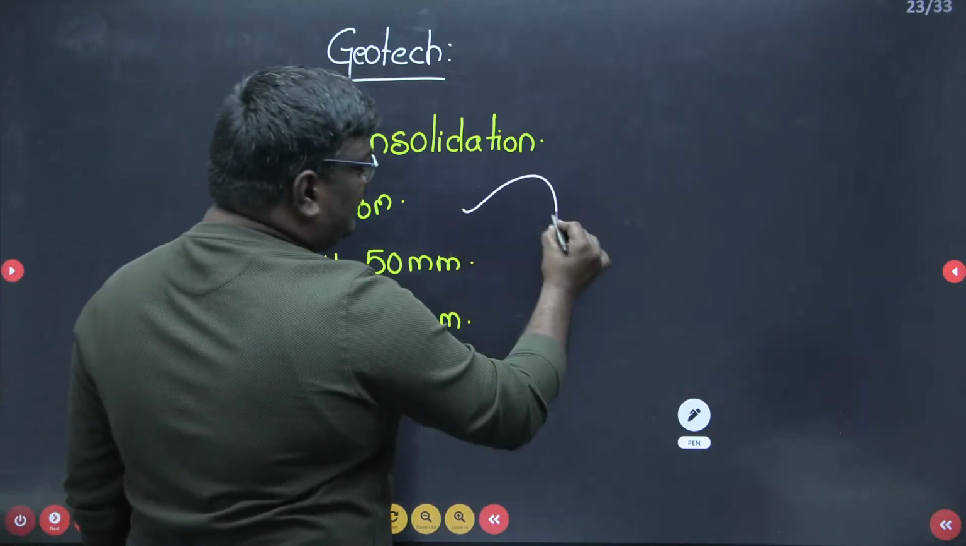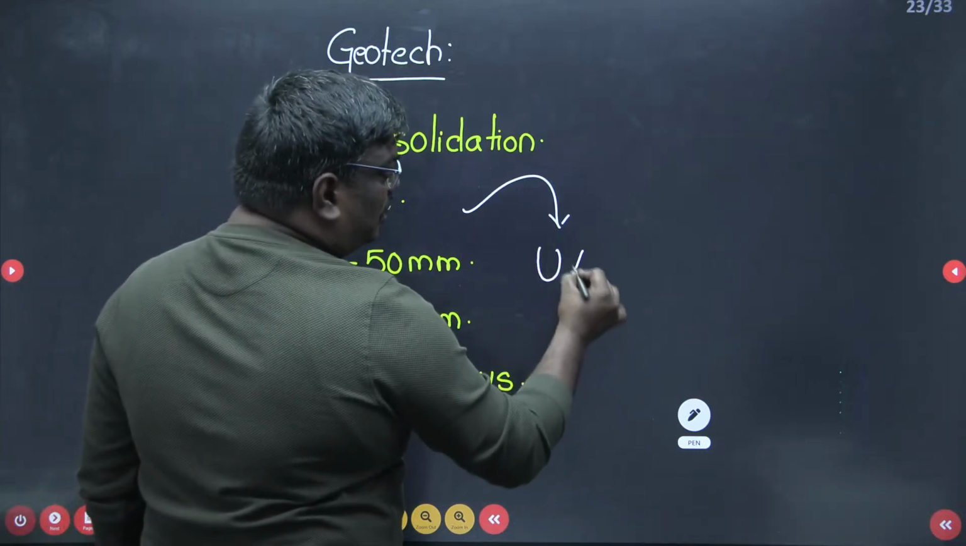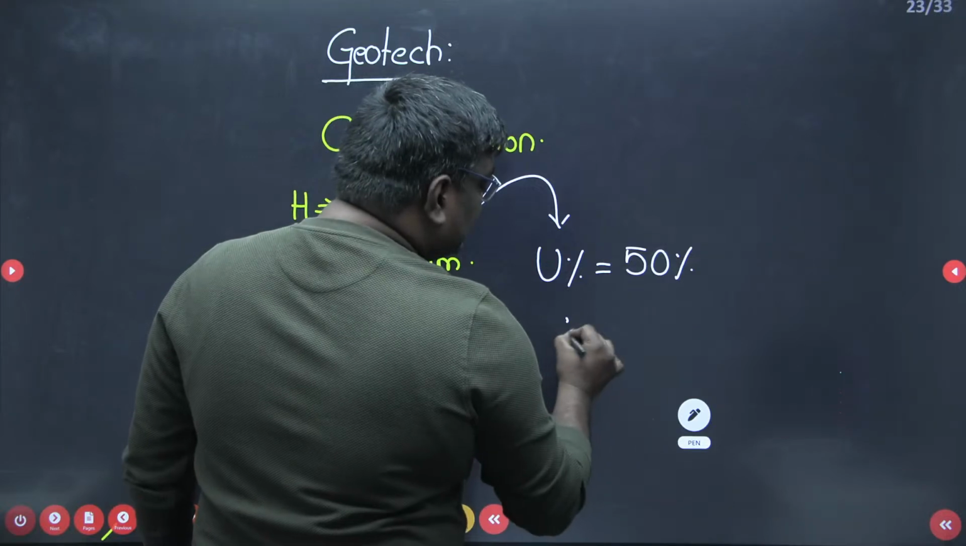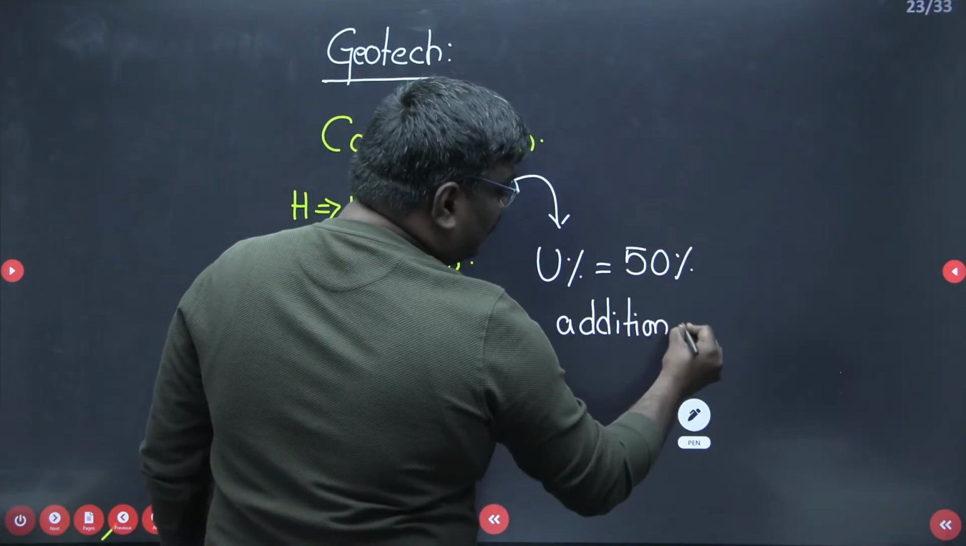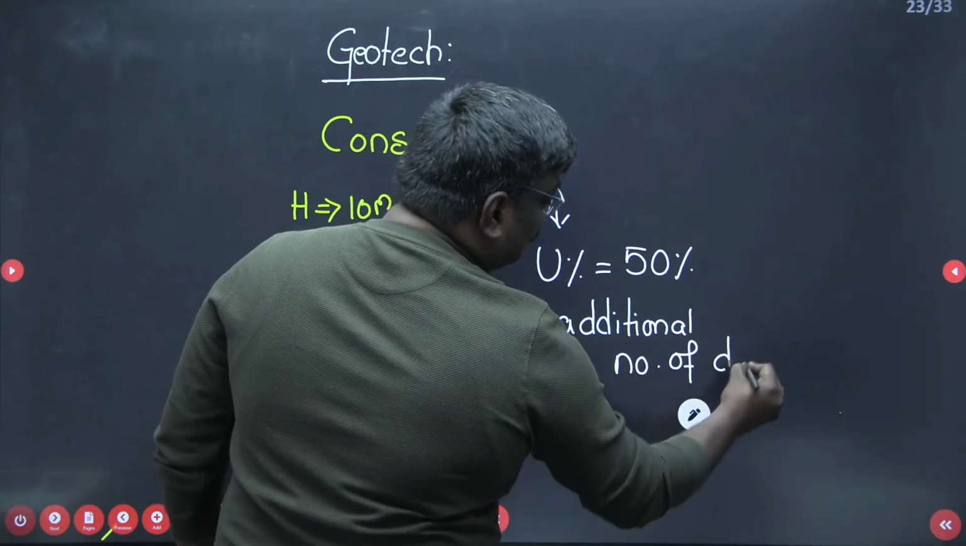So here, my dear students, what I would like to tell you: for a degree of consolidation of 50 percentile, what is the additional number of days required? What, sir? What is the additional number of days required? This was the question asked in the exam for 2 marks.